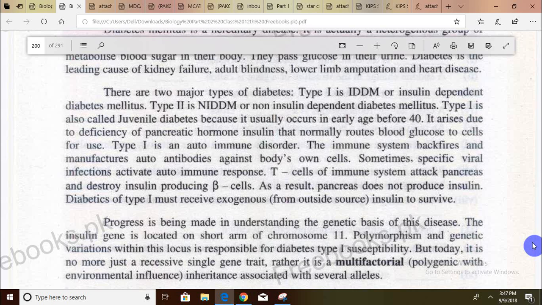And progress is being made in understanding the genetic basis of this disease. Obviously, there is some genetic basis. It is an autoimmune disorder in which the insulin producing cells are themselves destroyed by the body's own immune cells. Usually happens at an early age, before 40. Sometimes there may be a specific viral trigger, but we're not 100% sure about the genetic basis.